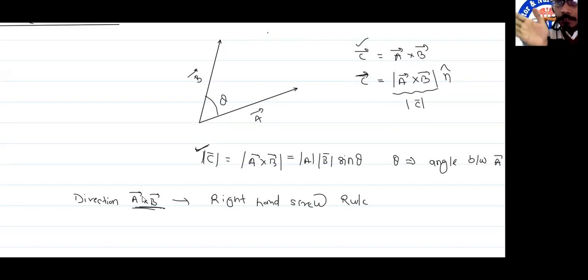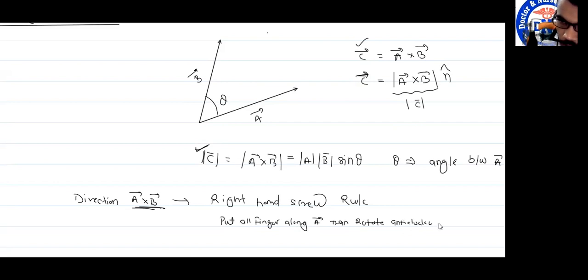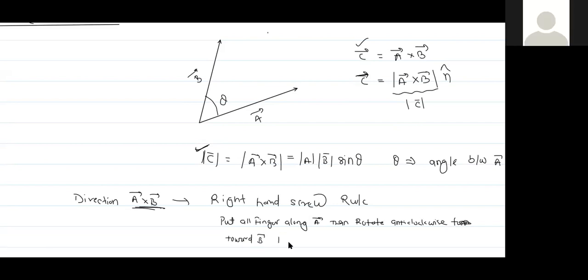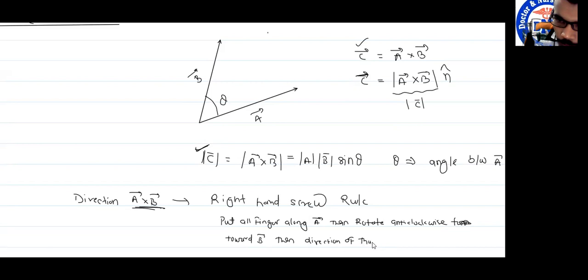First put all fingers along A vector, then rotate anti-clockwise toward B. Then the direction of the thumb gives the A cross B direction. Fine?